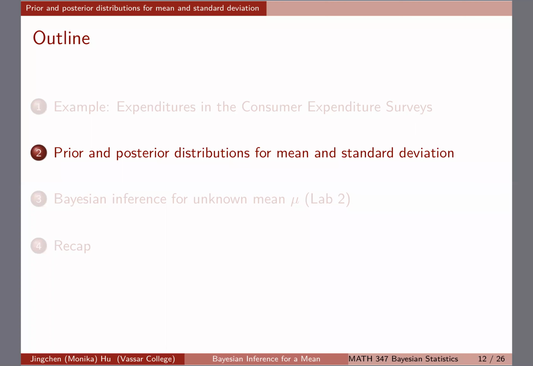So for the second part here, I wrote prior and posterior distributions for mean and standard deviation. Just a heads up, for mean and standard deviation, we have the mu and sigma. What we're going to do is still try to keep things a little bit simple, in the sense that earlier we know that Normal(mu, sigma), if I have y1 through yn, iid.